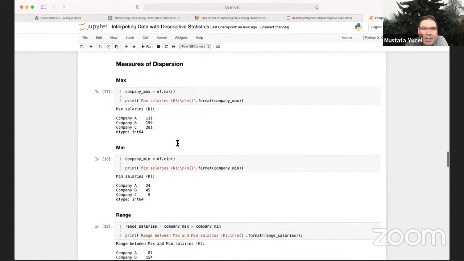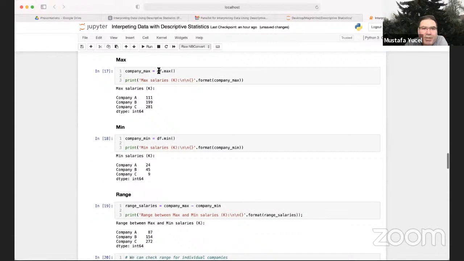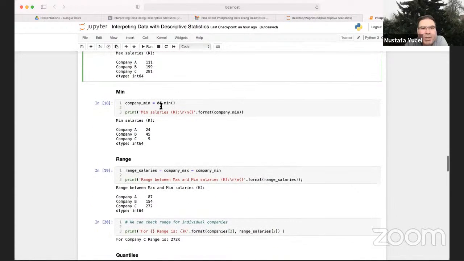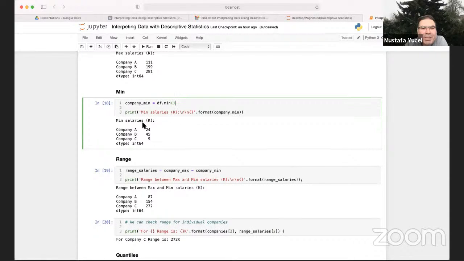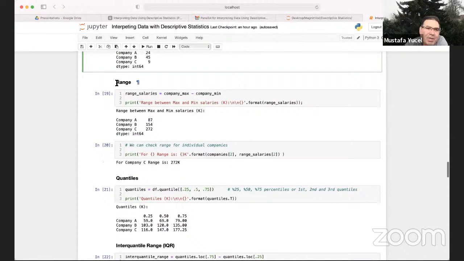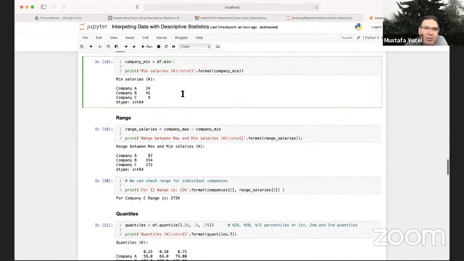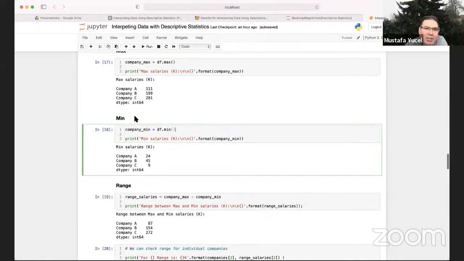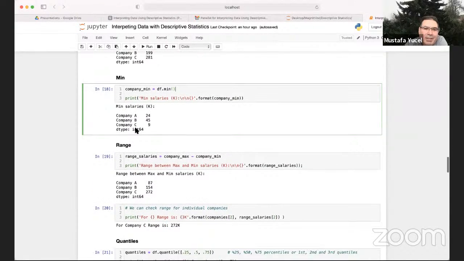Measures of dispersion, we have df. With just one max, we can calculate all maximum values in our data frame. These are the maximum salaries in those companies. Data frame minimum, you can get all minimum salaries in those companies. Range, range is the maximum salary minus minimum salary.